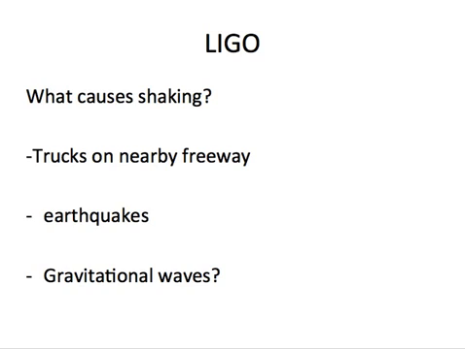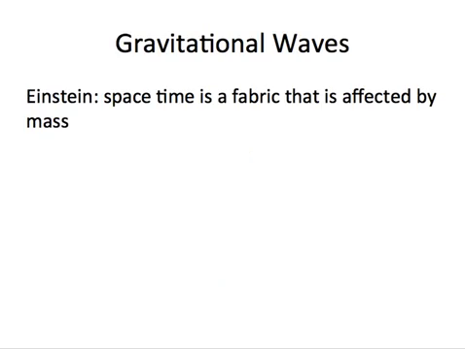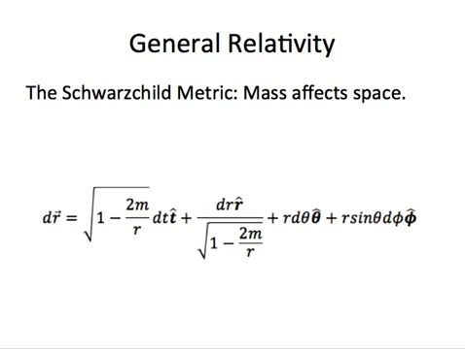So what are gravitational waves? Where do these come from? Well, gravitational waves are a result of Einstein's theory of general relativity, which says that space-time is a fabric. Space and time are one fabric together, and it's affected by mass. Here's the equation. This is called the Schwarzschild metric.